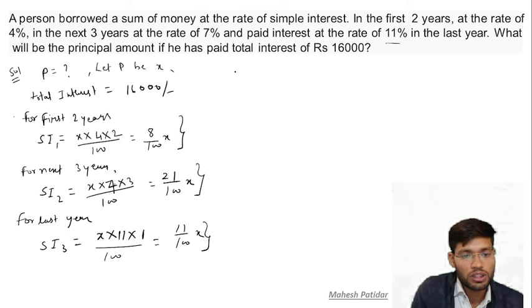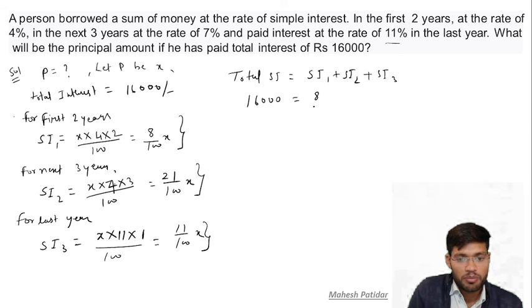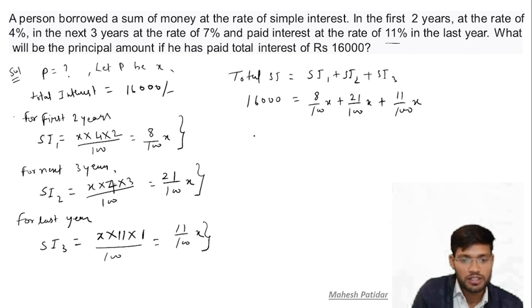Now finally total SI is equal to SI first plus SI second plus SI third. So total SI 16,000 is equal to SI first, 8 by 100x, plus SI2, for the next 3 years 21 by 100x, plus for the last year 11 by 100x. That is, 16,000 is equal to 8 and 21 and 11, which is 40 by 100x.